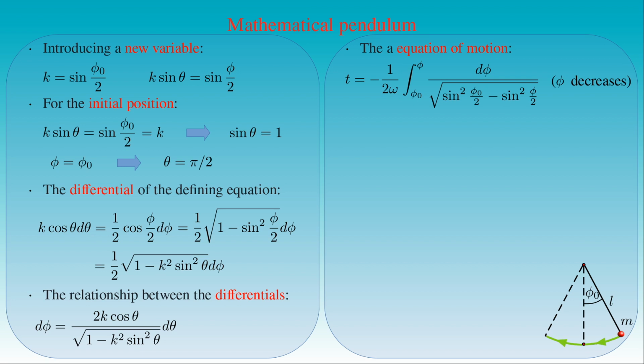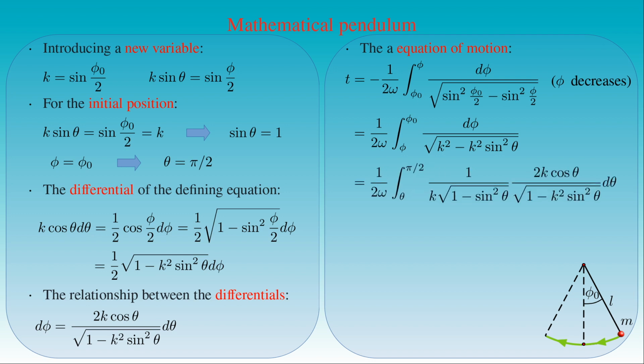If we substitute the parameter k and the variable theta into the integrand, then we can write the time t as 1 over 2 times omega, times the integral of 1 over the square root of the difference between k squared and k squared times the square of sine theta, with respect to the angle phi from phi to phi 0. Here we absorb the negative sign into the integral by exchanging its limits. The integrand can be written as 1 over k times the square root of 1 minus the square of sine theta, which is multiplied by the ratio of 2 times k times cosine theta to the square root of 1 minus k squared times the square of sine theta, due to the change of the variable of integration, and the integration is performed with respect to the variable theta from a given theta to pi over 2.